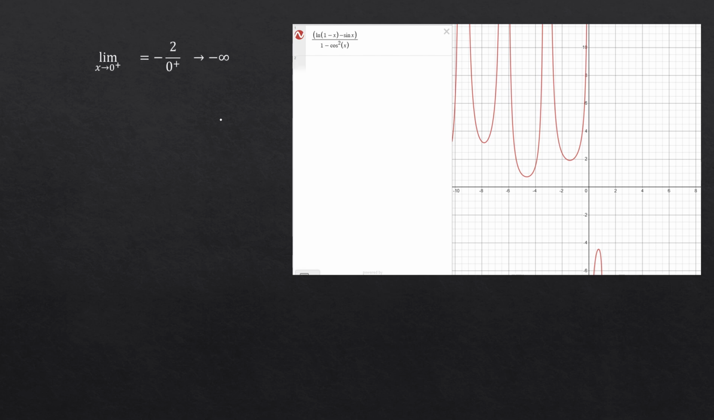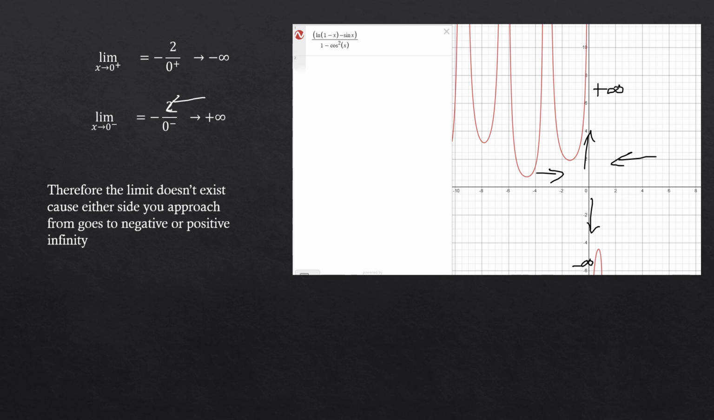What I mean by positive 0 is that you're coming from this direction over here. So let's use a black pen because that's white. If I come from this side here, my curve approaches negative infinity. And if I come from this side here, my curve approaches positive infinity. So in other words, the limit doesn't exist, because if you approach either side, you approach negative or positive infinity. And that's about it. That's pretty much the solution.